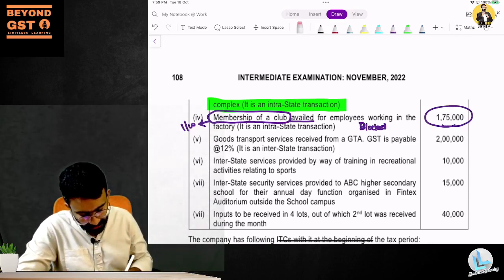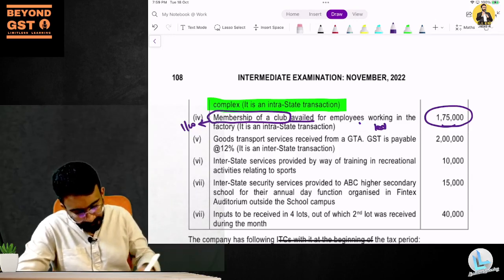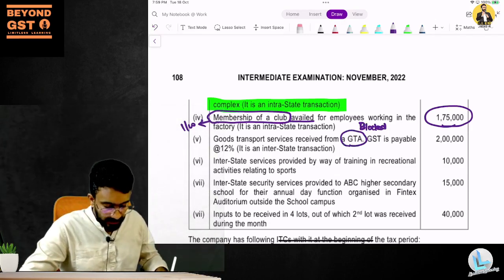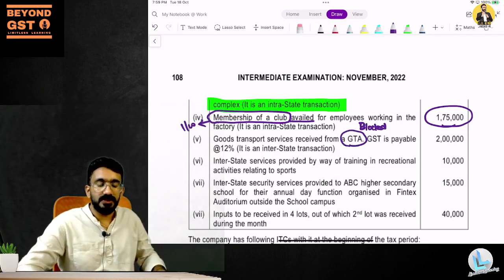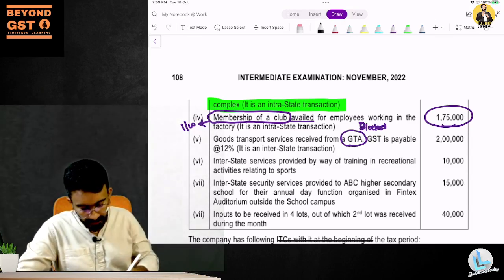Then, goods transport services received from a GTA. I received service from a GTA. Is it an inward supply or an outward supply? The fifth point, is it an inward supply or an outward supply? It's also an inward supply.